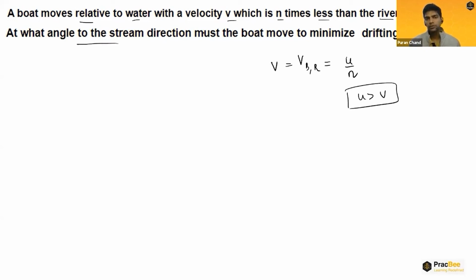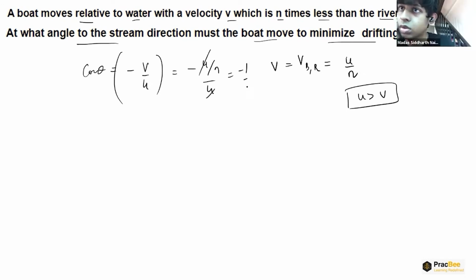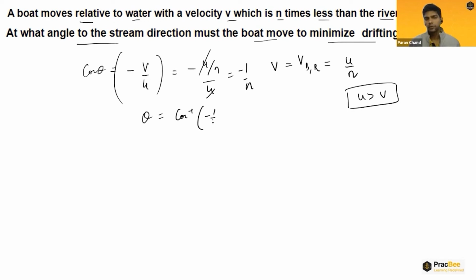At what angle to the stream direction must the boat move to minimize the drift, right? At what angle to minimize the drift? So you know the condition, right? Cos theta will be minus V by U. And what is V? V is U by n, right? So theta comes out to be cos inverse minus 1 by n. That is the answer.